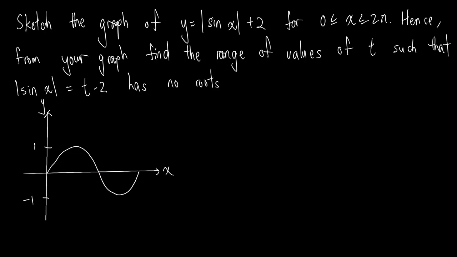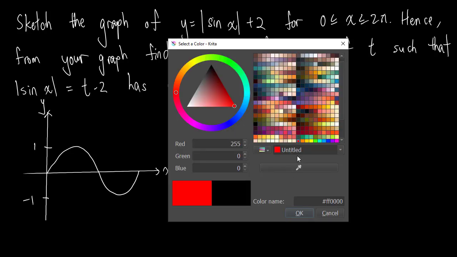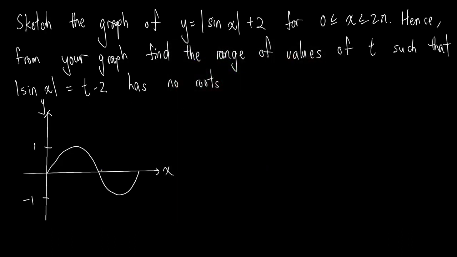So at this point, it will be flipped. And let me use another color to represent it. Let's say I use a red color. After this bottom part has been flipped, we will have this curve. So we have done the modulus as well.